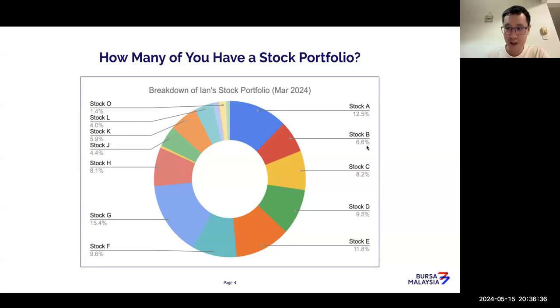All right. So Tong Ji Sen, are these all Malaysian stocks? No. There are overseas stocks as well. But there are some which are Malaysian. Okay, the majority are Malaysian stocks.